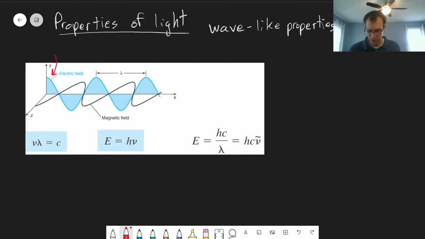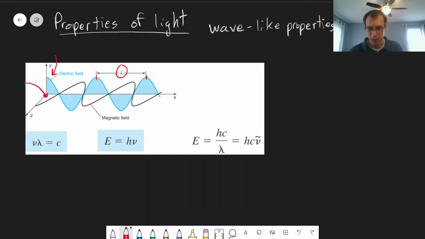So that's this blue line that's going up and down. And perpendicular to it, in the z direction, we have a magnetic field that also oscillates at the same frequency. And this is a self-propagating wave. It has a particular wavelength that's indicated by the symbol lambda. Lambda represents the distance between the highest point of the wave to the highest point again, right? So peak to peak, or you can go from the bottom, trough to trough.